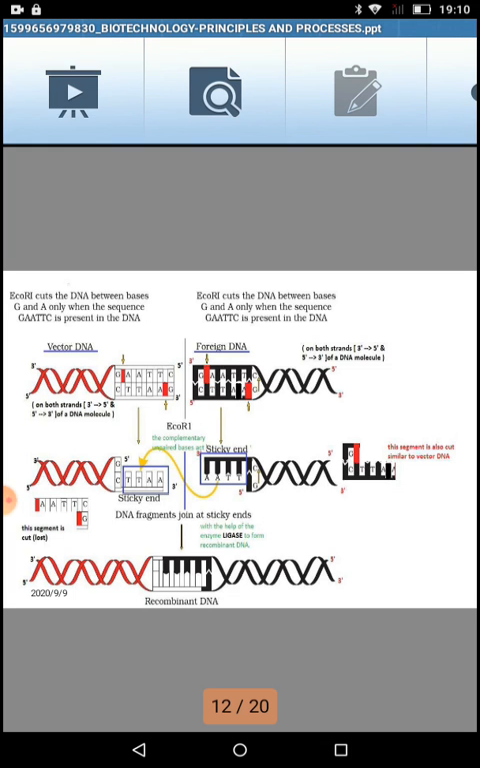Similarly, it is going to cut the second strand between G and A. Now, once it is cut, come down to the second diagram. Once the DNA is cut, both strands are going to be separated. The lower strand will remain with only TTAA because G has been taken out. In the upper strand, as written in the diagram, this segment is cut. So that is the upper segment which is removed.